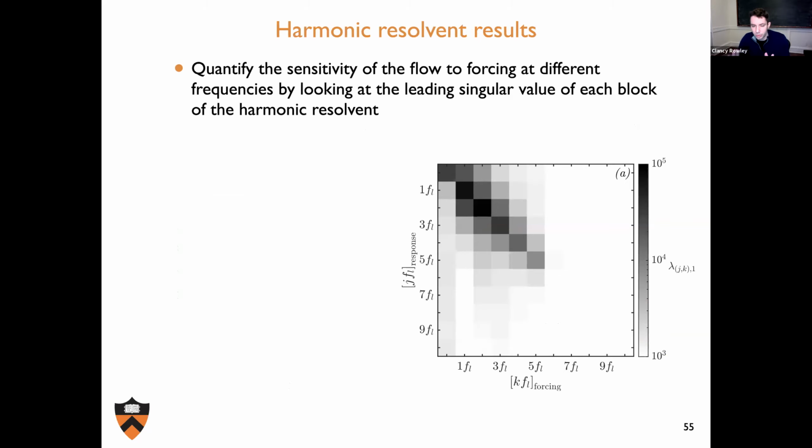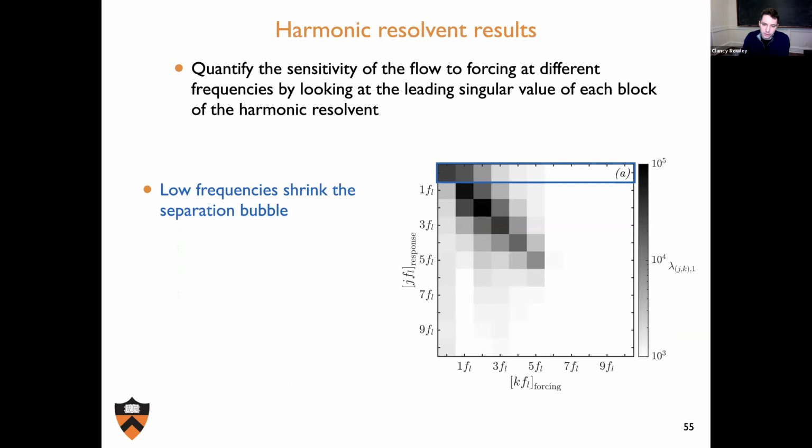Now I'm showing only a quarter of this matrix. The matrix is symmetric, so you can look at only 1/4 of the matrix. But this tells us the sensitivity of this flow to forcing at different frequencies by looking at the maximum singular value of each block. So we looked at 10 harmonics of this. And what we see is that, so again, the horizontal axis, think of that as the forcing frequency. The vertical axis is the response frequency. And frequency 0 is, of course, the mean, the turbulent mean separation.